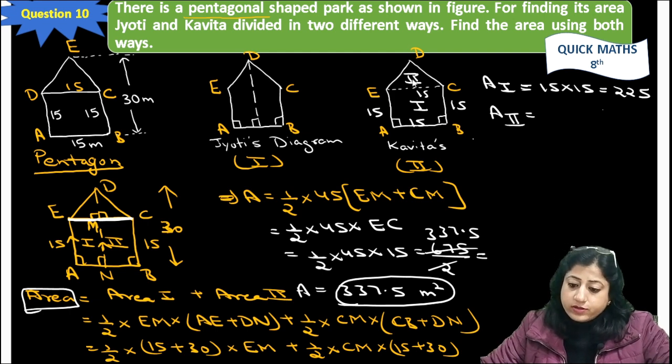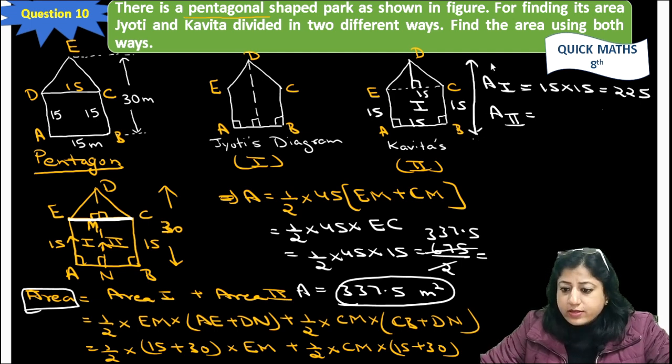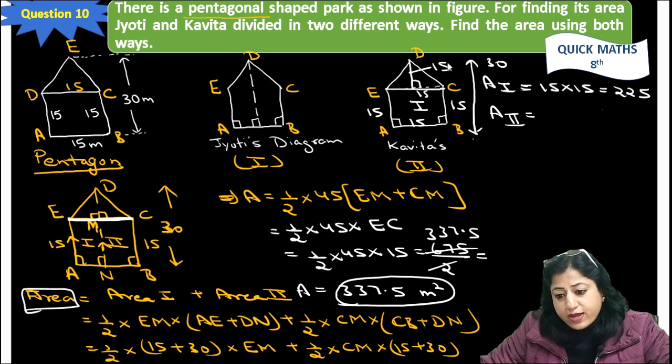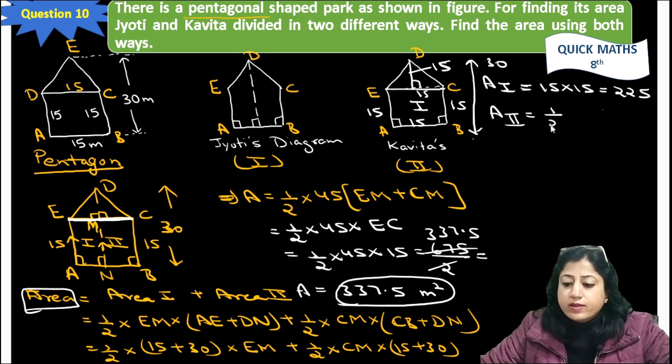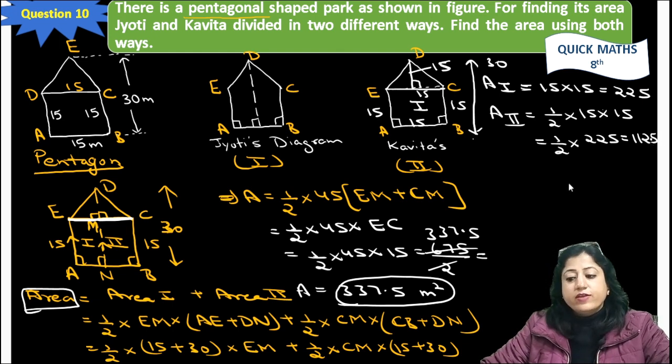In the case of the second part, it is a triangle. What is the height? The total distance is 30, and this one is 15, so the height is also 15. In this triangle, the base is 15 and the height is also 15. So half into B into H, B is 15, height is 15. So it will be half into 225, which is 112.5.